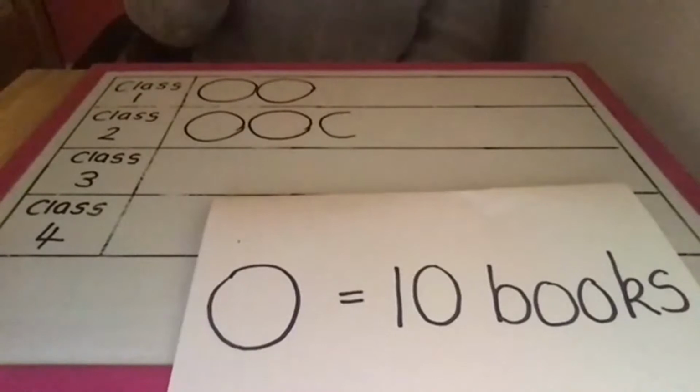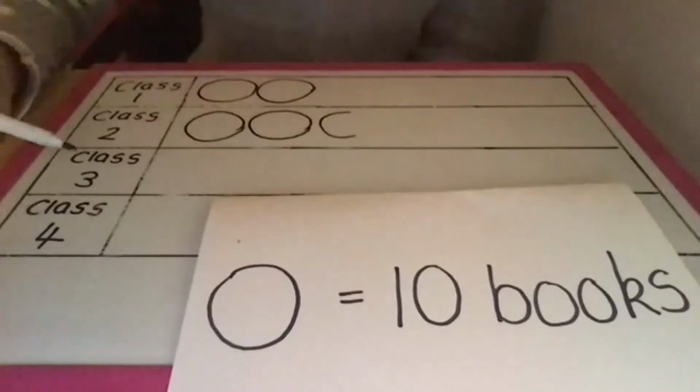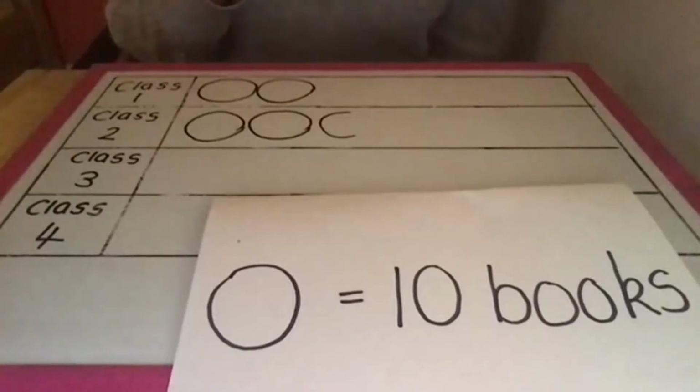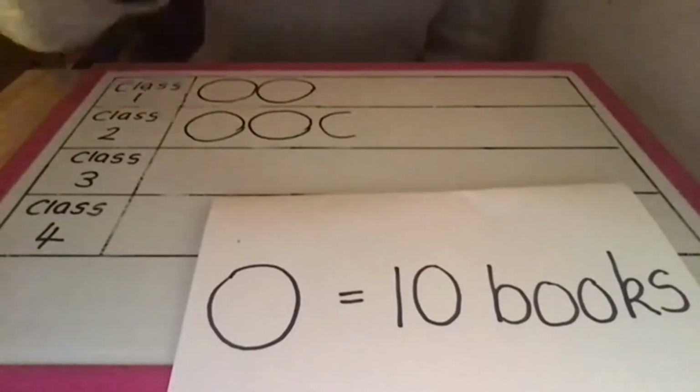So now it's your turn. On your worksheet, Resource 1, you have this pictogram, and I would like you to complete this pictogram for me. Pause the video now and have a go.